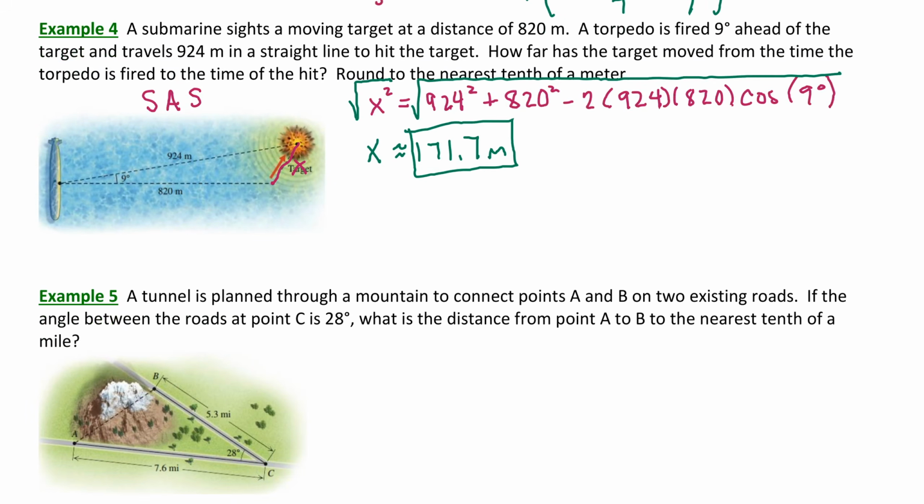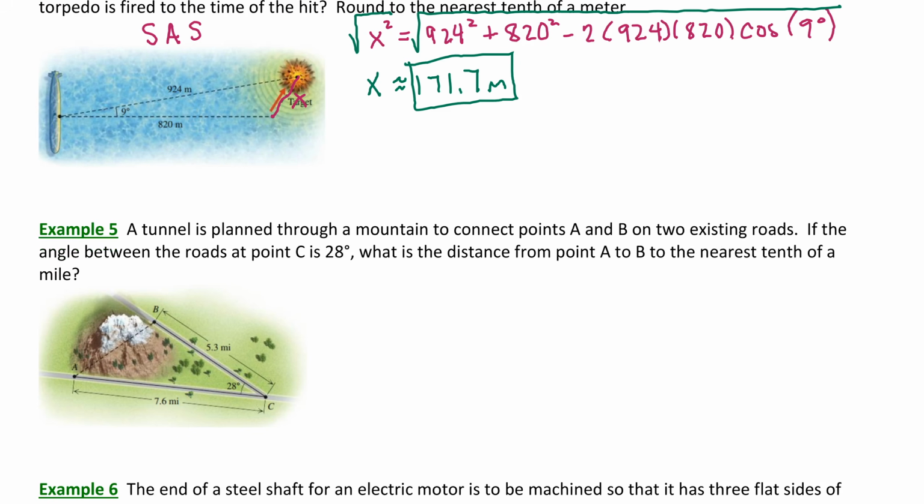Let's consider a construction problem like example 5. It says a tunnel is planned through a mountain to connect points A and B on 2 existing roads. If the angle between the roads at point C is 28 degrees, what is the distance from point A to B to the nearest tenth of a mile?